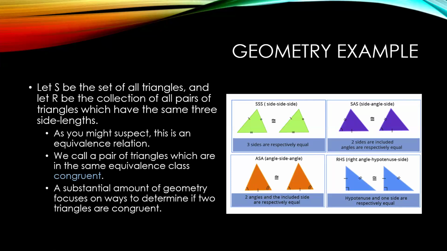We can also define equivalence in terms of geometry. And so let S be the set of all triangles, and let R be the collection of all pairs of triangles which have the same 3 side lengths. And so if you are a triangle and you have the exact same side lengths, well, as you might suspect, this is an equivalence relation. We call a pair of triangles which are in the same equivalence class congruent.